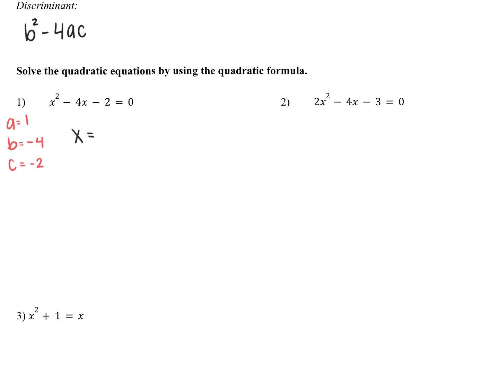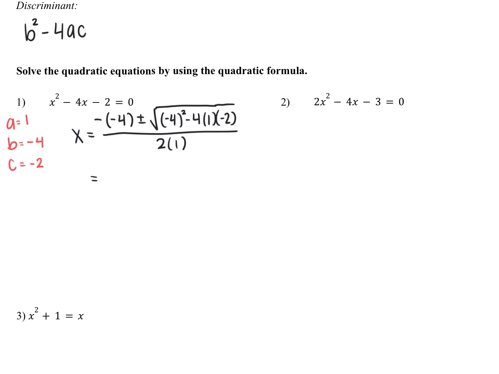So we're going to have x equals negative, and then b, which is negative 4, plus or minus the square root of negative 4 squared minus 4 times 1 times negative 2, all over 2 times 1. So notice how I use parentheses around b here, which is also extremely important, especially when it gets to doing the b squared part underneath the square root.